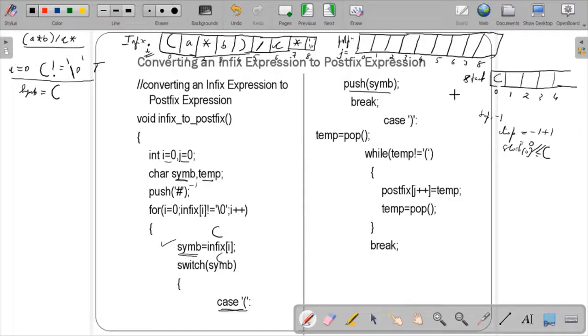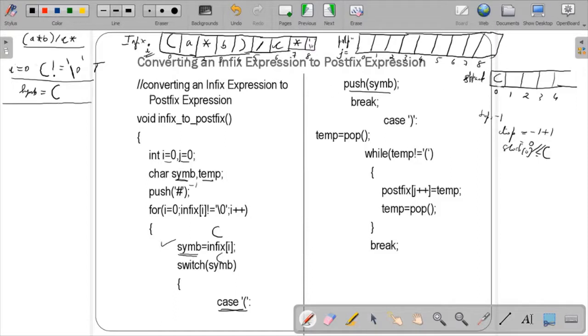Opening bracket. Okay, so this is the opening bracket in the stack. Now I have done with that particular case. I read this particular symbol and it is being pushed onto the stack. My job is done. Break out of the statement. And then what should be the next iteration? I should be incremented.